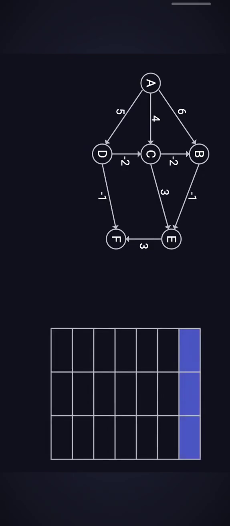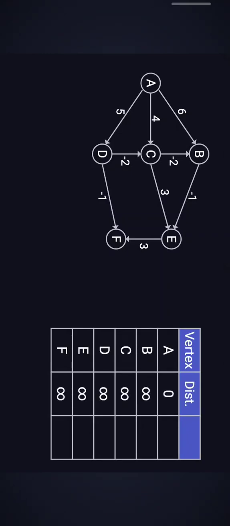To begin, we create a table with 3 columns. The first column lists all the nodes in the graph. The second column shows the current shortest distance from A to each node. Initially, the distance from A to itself is 0, while all other nodes are set to infinity because their shortest paths aren't determined yet. The third column records the predecessor of each node, which will help us later when we need to reconstruct the shortest path. At the start, all predecessors are empty.